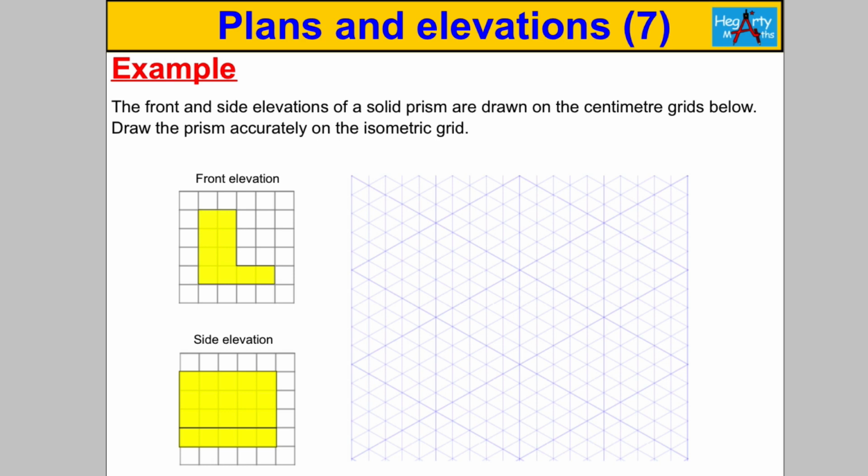So in this particular question, we're told that we have an elevation of a solid prism, and we've been given the front face. So it's dead easy. The front face here, we go 4 across, 1 up. So let's just go 1, 2, 3, 4 across and 1 up there. And we want to go 4 up here. 1, 2, 3, 4 up there, and then 2 across, and then 3 down, and then 1 across.